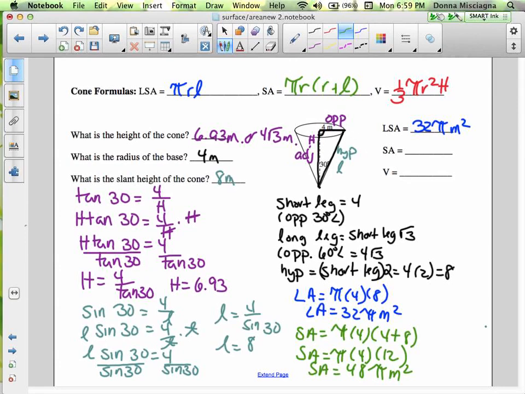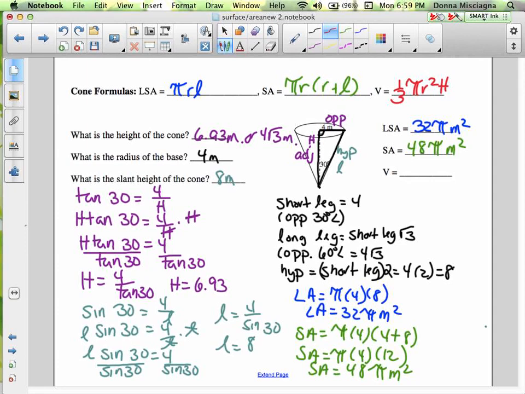Now the surface area is just the lateral area plus the area of the base. So the area of the base would be pi r squared, or pi times 4 squared, or 16 pi. And notice 16 pi plus 32 pi does equal 48 pi. So it's kind of a little way to check ourselves here, and practice that other formula. 48 pi meters squared. And then the volume, we'll just do that right under the V there.